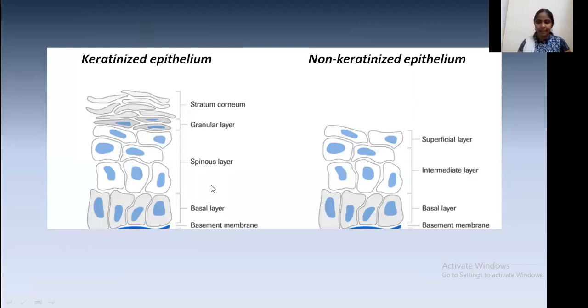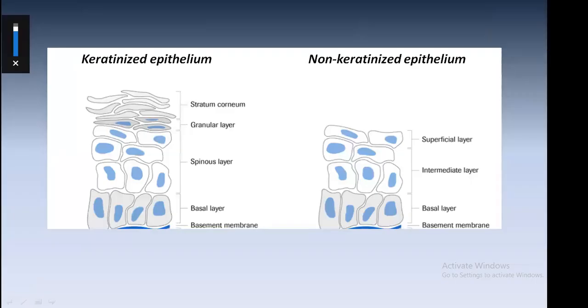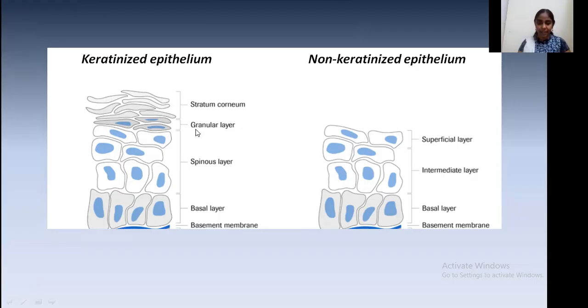You can see in this image, the keratinized epithelium has 4 layers and the non-keratinized epithelium has 3 layers. The keratinized epithelium has stratum corneum, stratum granulosum, stratum spinosum, and the stratum basale. The non-keratinized epithelium has superficial layer, intermediate layer, and the basal layer.